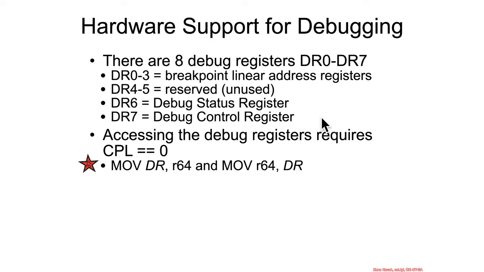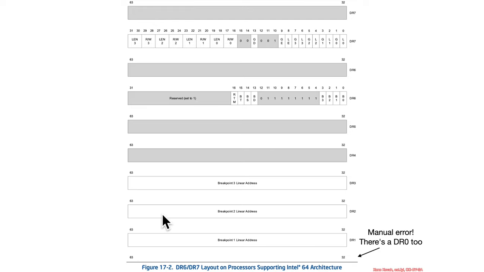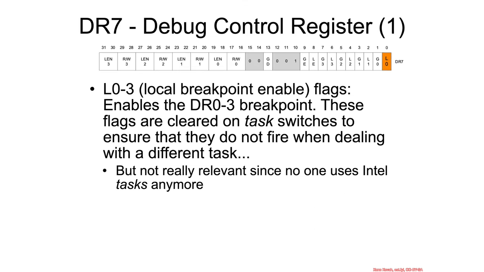Now, all of the debug register accesses require CPL0, and it is done through a special form of the move assembly instruction, just like with moving to control registers, or segment registers for that matter. We also have a version to move to debug registers. Here's an overview of what the debug registers look like, except for the fact that there's a bug in the manual. There should be a debug register 0 down here as well. So 0 through 3 just take 64-bit linear addresses, 4 and 5 reserved, 6 for status, so some particular bits are going to tell us what breakpoints fired, and 7 for control.